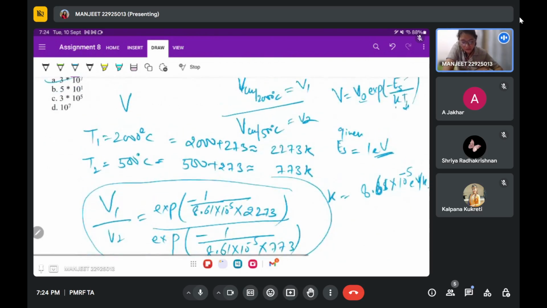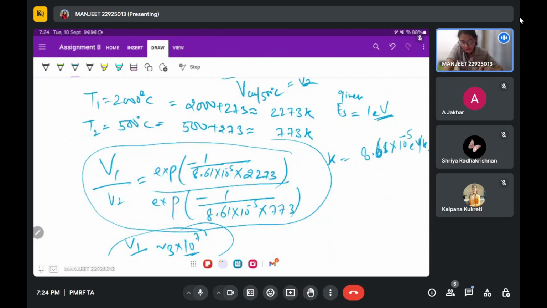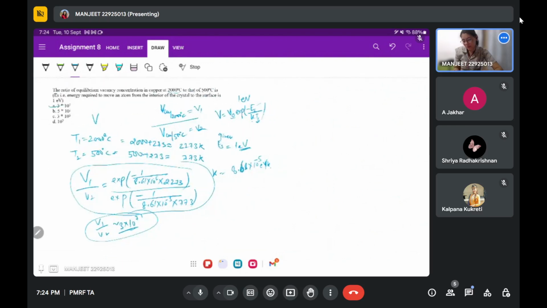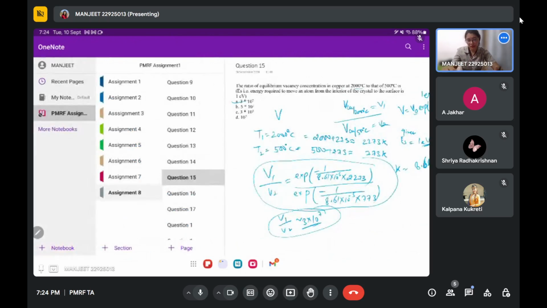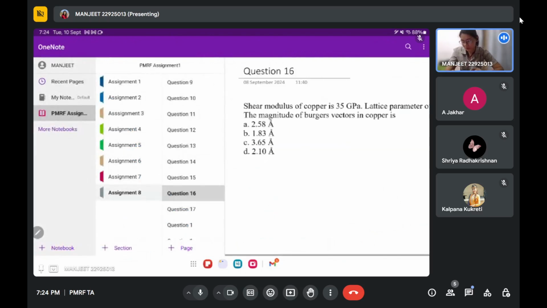Just calculate this value. We have already done the substitution. Just put the value back in and do the calculation. Okay, so this is about question number 15. Let's move to the next question, question number 16.